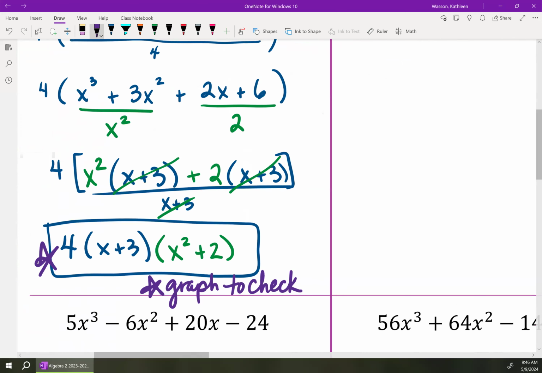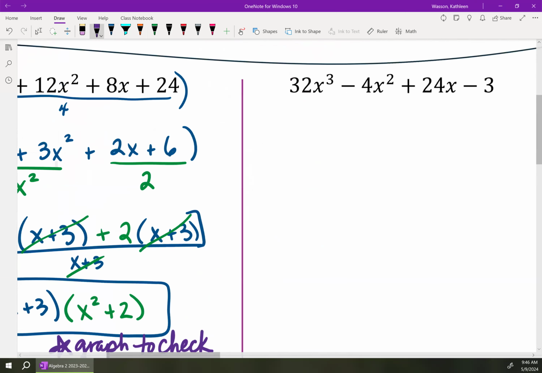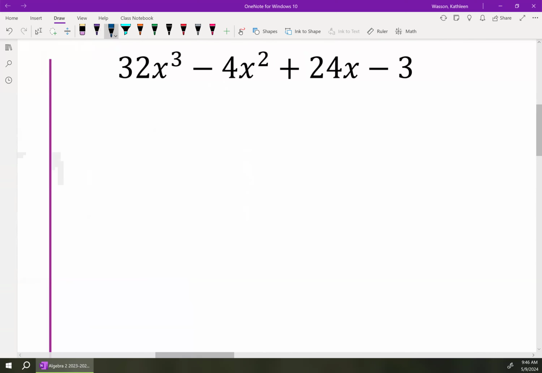Again, you would graph the final and the original, even before you factor out the 4. How'd that go? All right, good. So we'll move on and have a couple more examples here.